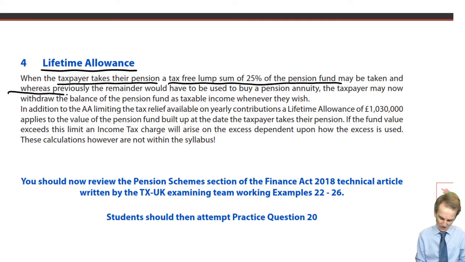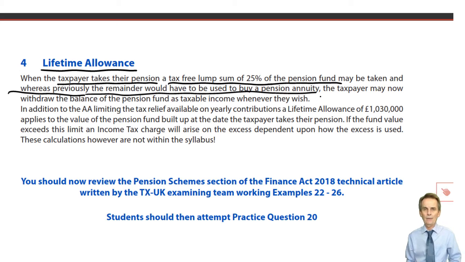And changes, good changes for taxpayers in recent years, whereas previously the remainder would have been used to buy a pension annuity, which, given since the financial crisis the level of low interest rates that we have enjoyed, I suppose, not such good news if you try to take your pension, because that brings down the annuity return that you'll get. It'll only be a low percentage.